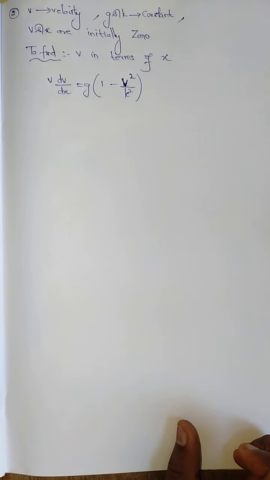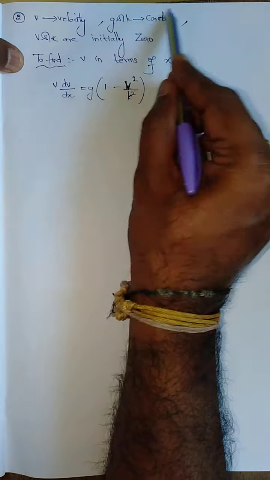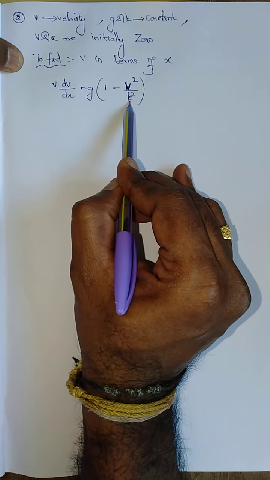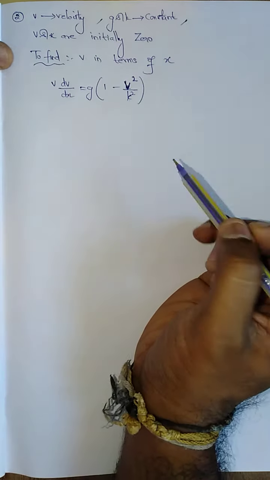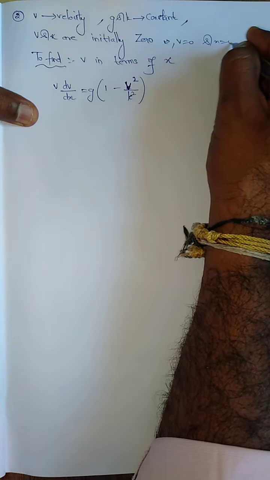Second sum. In the second sum, they have given v as a velocity. We know g and k are constants, and both g and k are present in the expression. V is a velocity and x is the distance. They have given that v and x are initially 0, that is, v is equal to 0 and x is equal to 0.